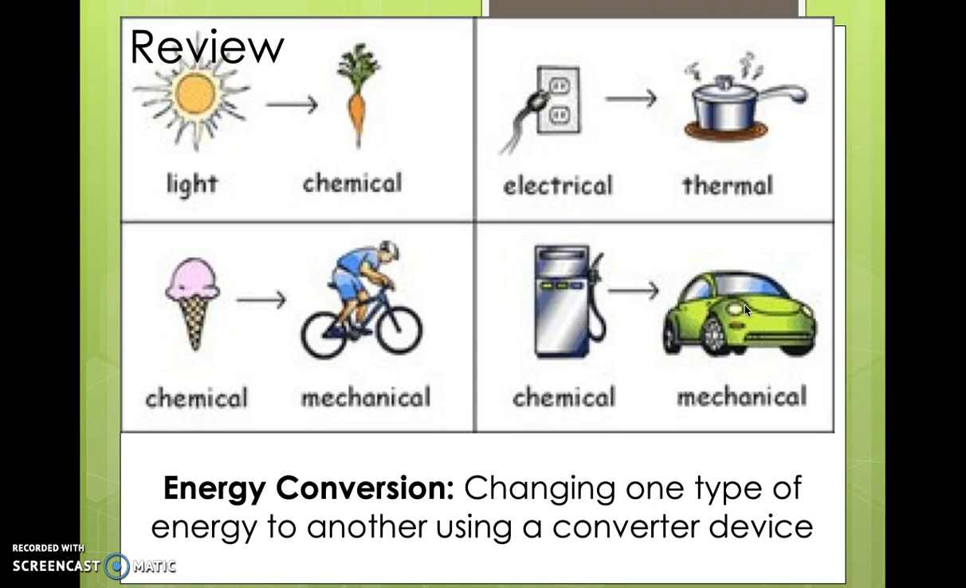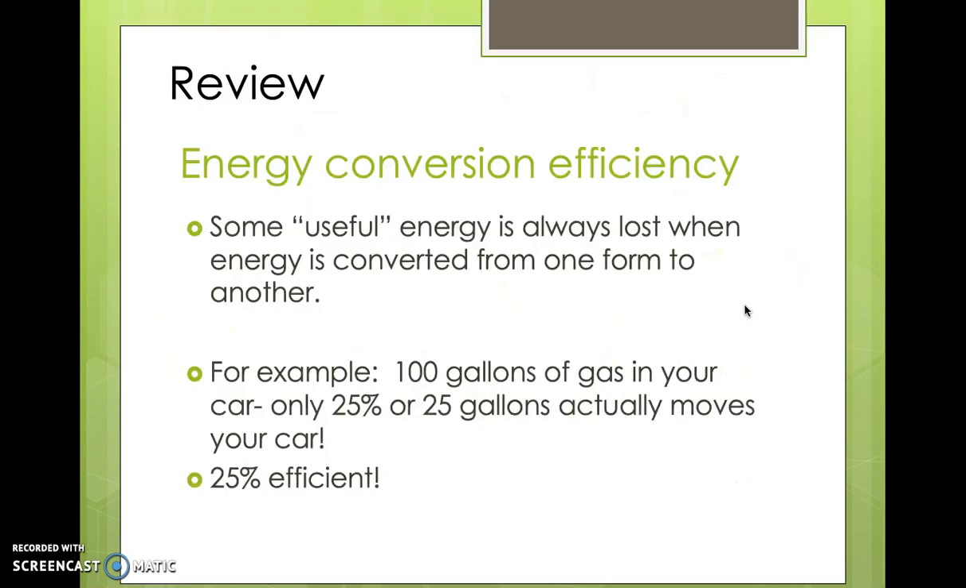So energy conversion is changing one type of energy to another type of energy using a converter device. And if we are going to conserve energy, that means that we're having as much energy input as we are having output. But that doesn't always happen. The energy output isn't always useful energy. So sometimes that useful energy is lost when energy is converted from one form to another.